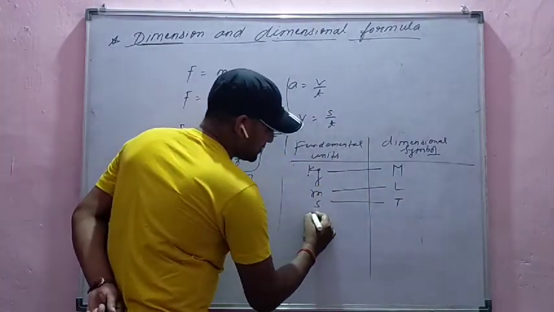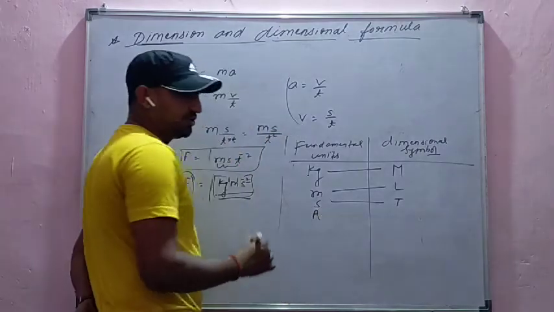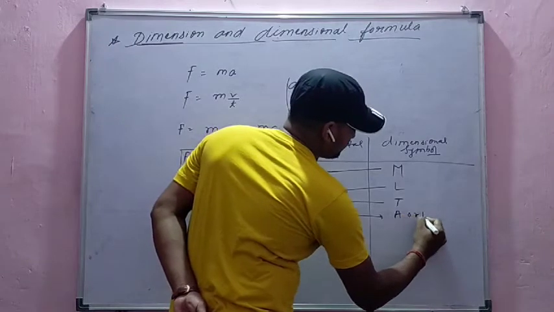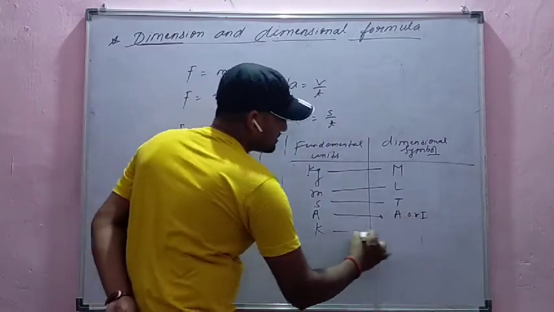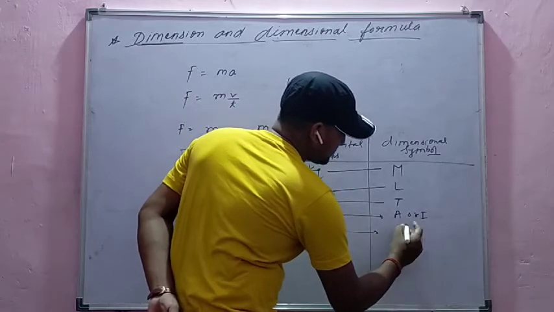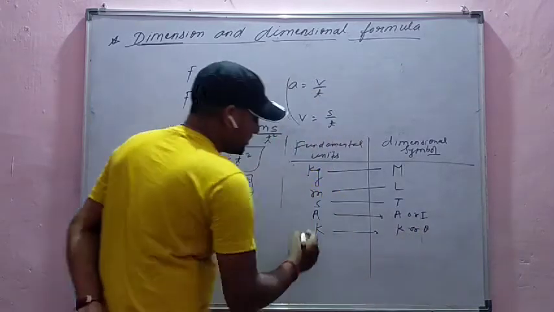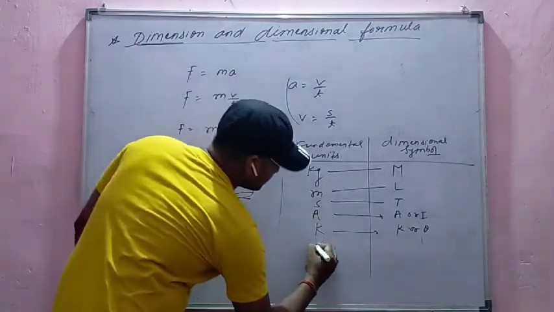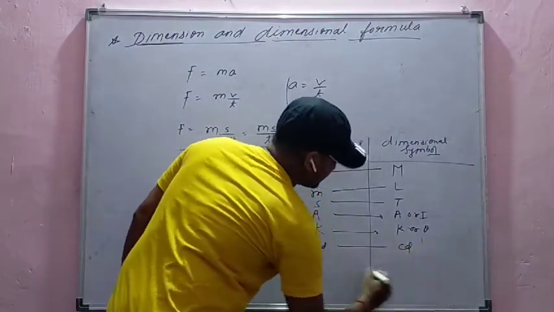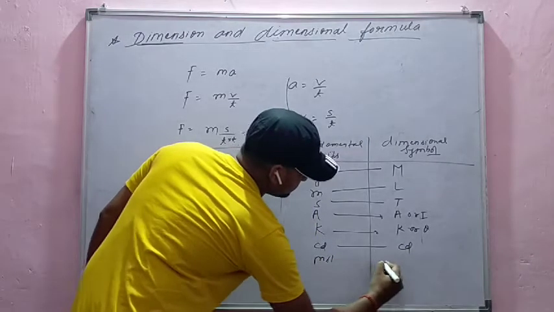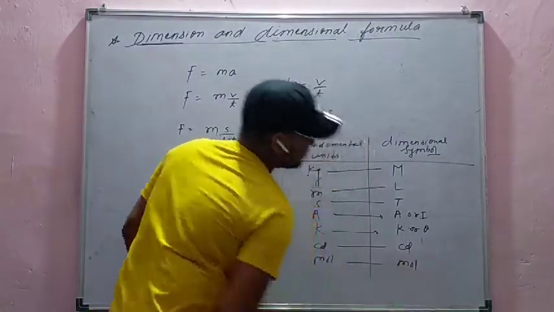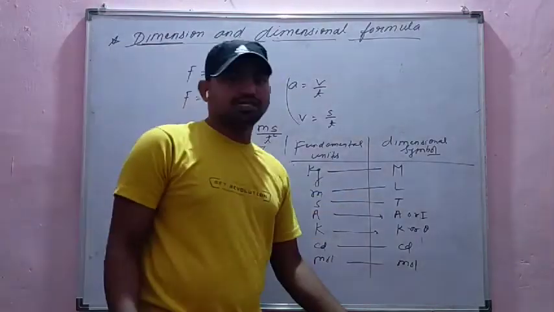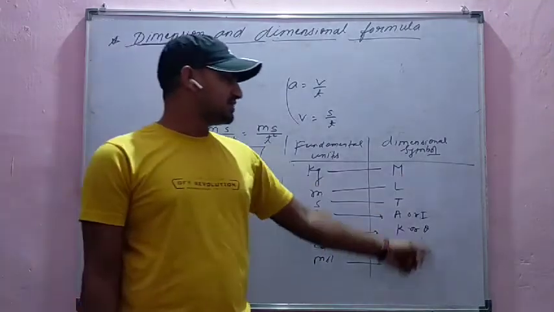kg, meter, second. Next is the ampere. For the ampere symbol is A or I. For the Kelvin, symbol is K or theta. kg, meter, second, ampere, Kelvin, and next is what? CD, candela. For CD, also CD. For mole, also mole. These are the dimensional symbols. Means only 3 are changed. बाकी सब सेम है. आप देख पा रहे हैं? बाकी सब क्या है? सेम.